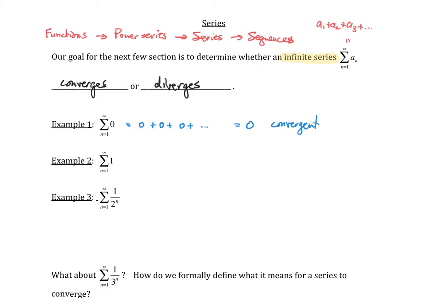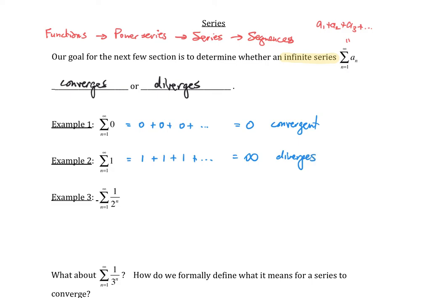Let's take a look at example two. In example two, the general term is one. So we're going to take the number one and keep adding it to itself. So it's going to be one plus one plus one plus, and it just goes on forever. And if you imagine, if you keep adding one to itself over and over, you're going to get an infinite number. You're going to get infinity. And this would be an example of a series that diverges.